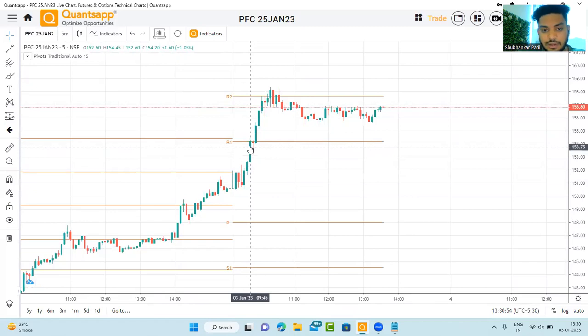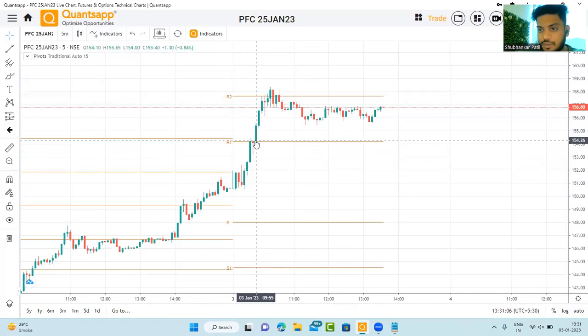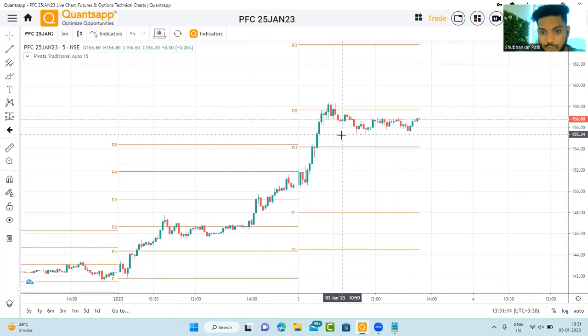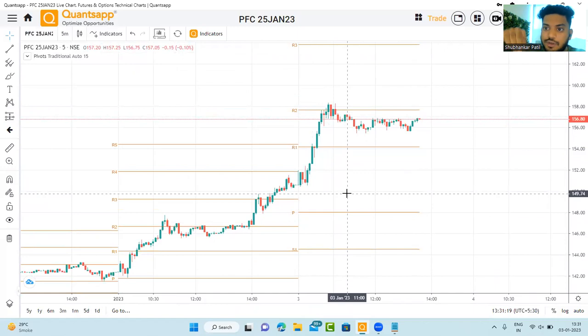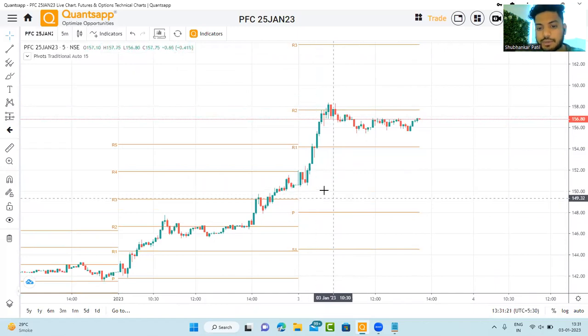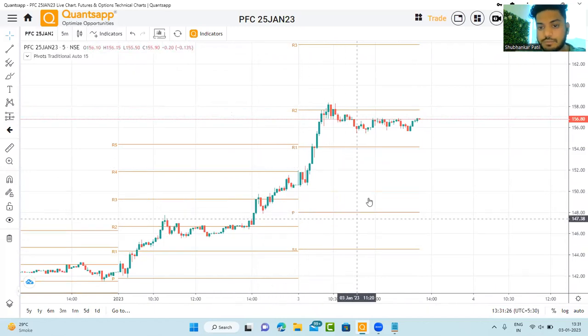Now, how can you trade with this? The first way is the moment it breaks out of this resistance, the R1, the moment it is taken out, this is the time where you can try to participate, and this is where typically your target will be. So this is one of the ways. Another way is you can wait for a dip to happen in PFC. And the moment it reverses, you should wait for a reversal to happen, and you all know how a reversal looks. Then from the lower levels, you can try to find an opportunity.